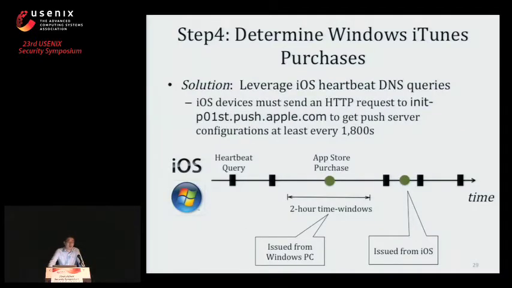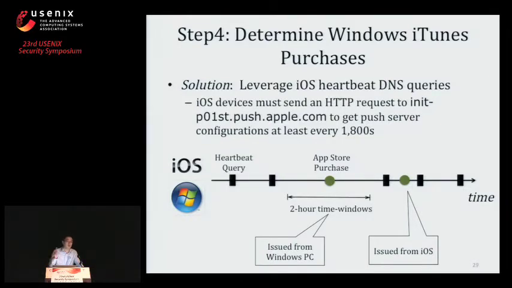Fortunately, we found another very interesting thing: every 30 minutes, an iOS device will ping a special server on the internet, designed for push notifications. We reverse engineered the push notification daemon on iOS and found that every 30 minutes the device pings that server, so it's kind of a heartbeat DNS query. We use this to distinguish whether an App Store purchase was issued from Windows or iOS.